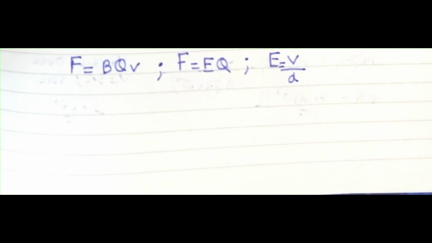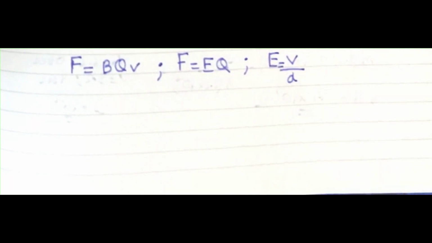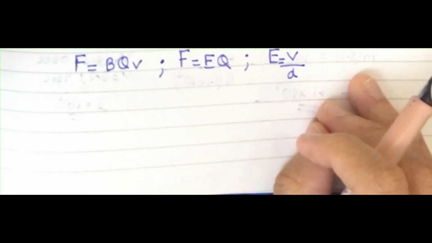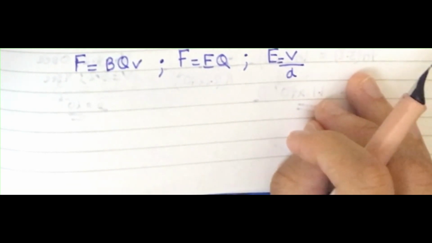And then I use the formula E equals V by d. Why this formula as well? Because we can see there are metal plates, and this formula is for parallel plates. We can see the metal plates are parallel to each other. We also needed the electric potential, because the formula given to us for the speed contains electric potential, magnetic flux density, and a distance d.